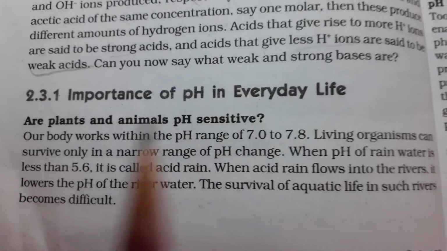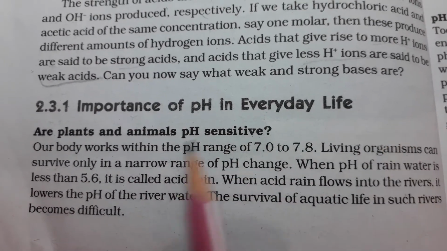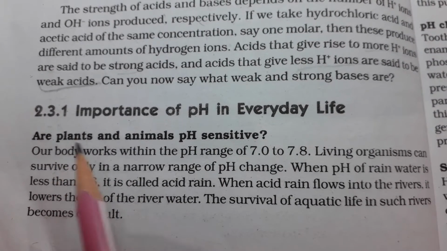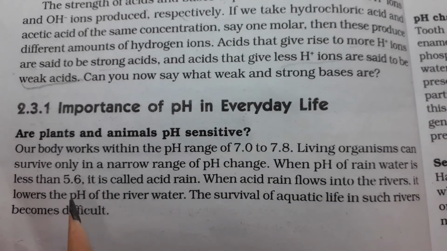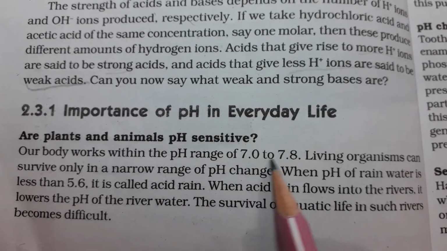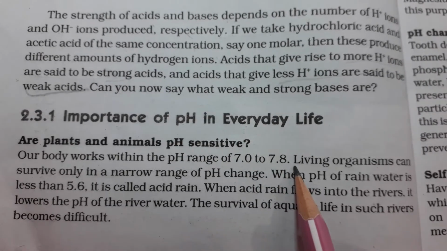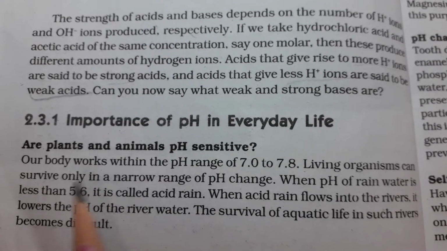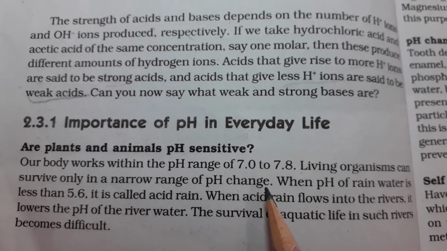Now move on to our next section, that is, the importance of pH in everyday life. First of all, we will see whether plants and animals are pH sensitive. As you can see here, our body works within a pH range of 7.0 to 7.8, and living organisms can survive only in a narrow range of pH change.